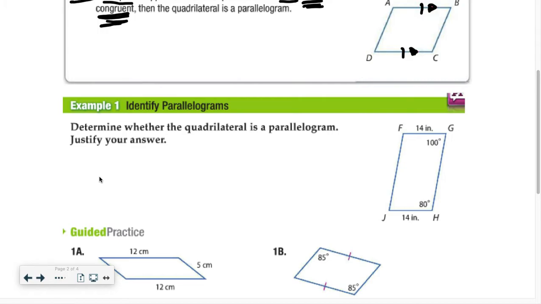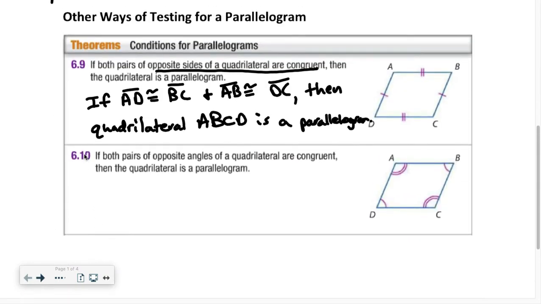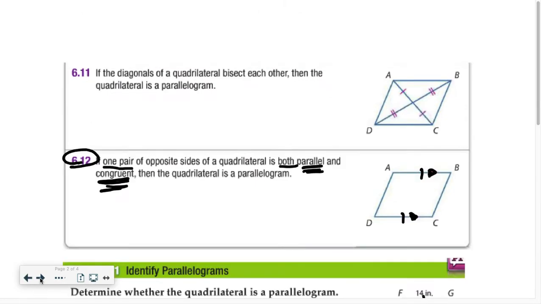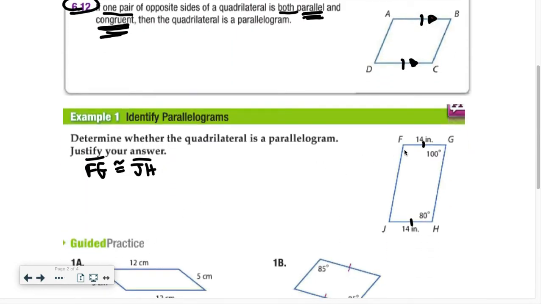Okay? Example 1. Determine whether it's a parallelogram and justify your answer. So we've got one pair of opposite sides, FG, that is congruent to JH. Okay? We don't really have enough information to say the other pair of opposite sides is congruent, which would be using theorem 6.9. Okay. We don't have anything about angles, so we're not going to use theorem 6.10. We don't have anything about opposite angles.